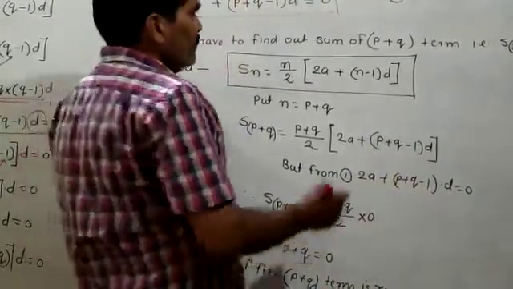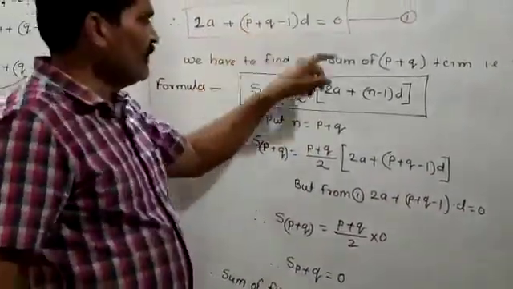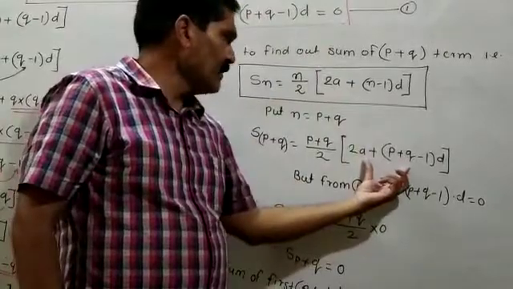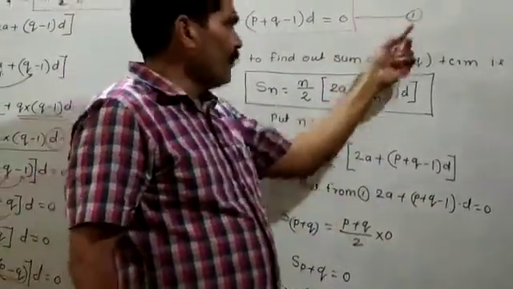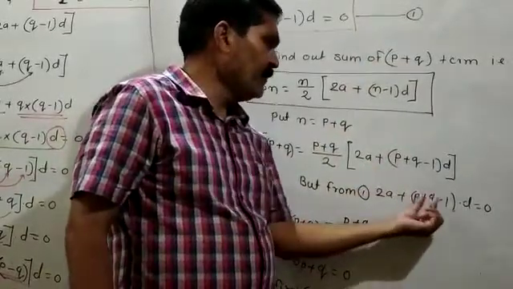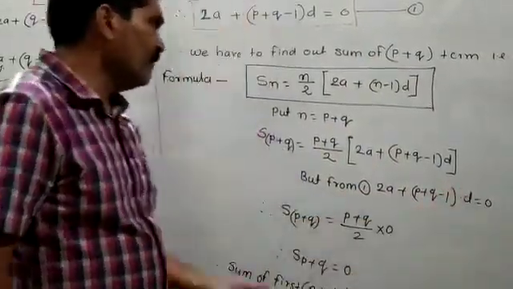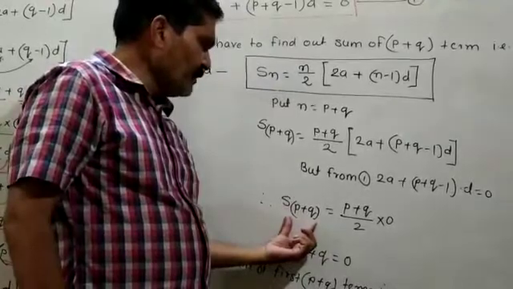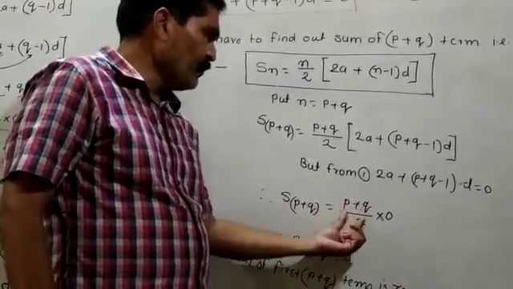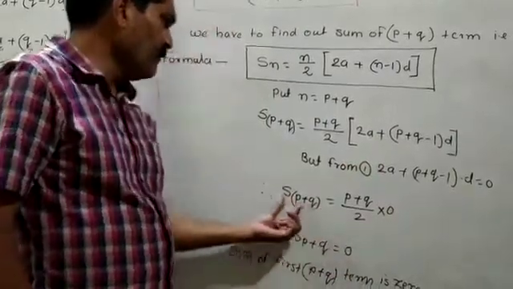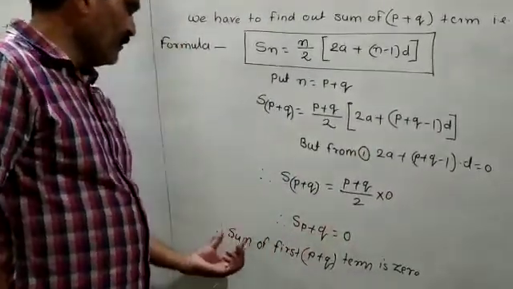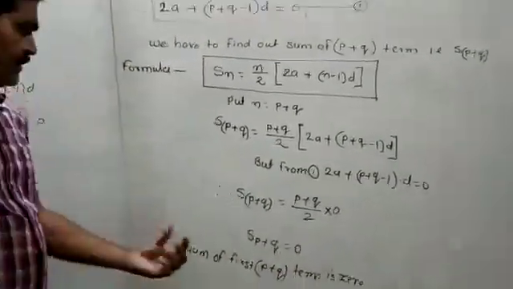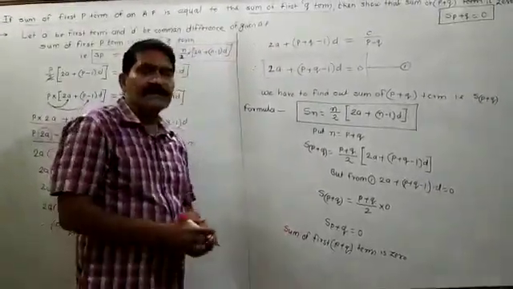But if you observe this value, 2a plus (p plus q minus 1) into d, we already found that this value is equal to 0. You have to put this value as 0 here. At that time S of p plus q is equal to (p plus q) upon 2 multiplied by this value, which is 0. So S of p plus q is equal to 0. So you have to say that the sum of the first p plus q terms is equal to 0. In this way you have shown that the sum of the first p plus q terms comes to 0.